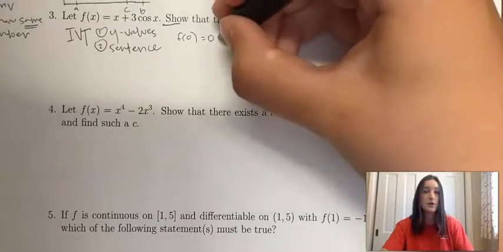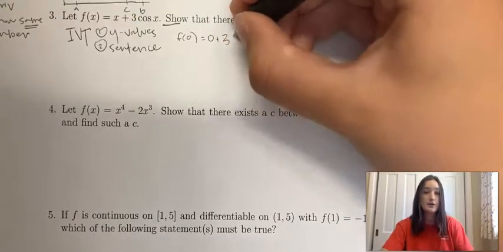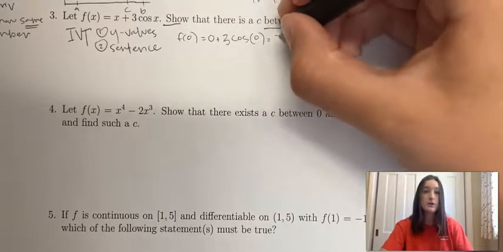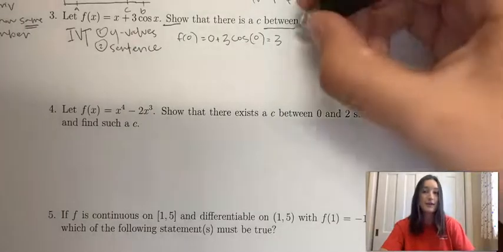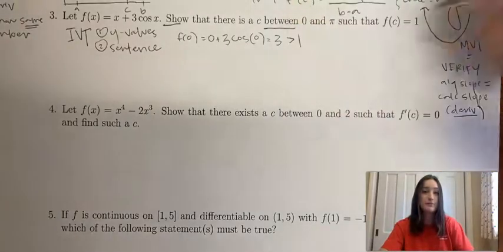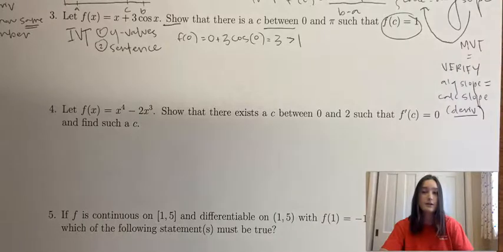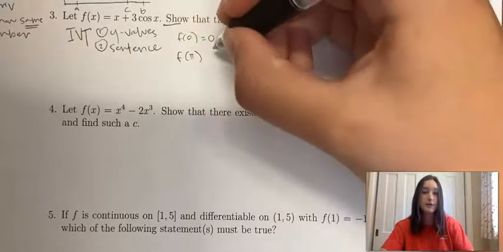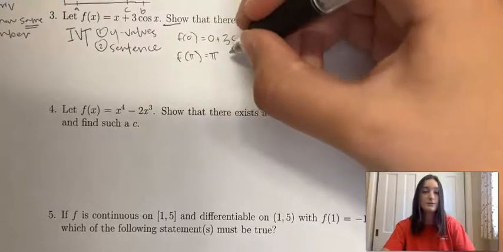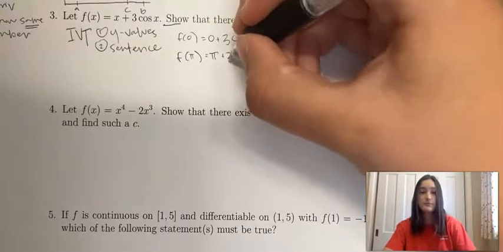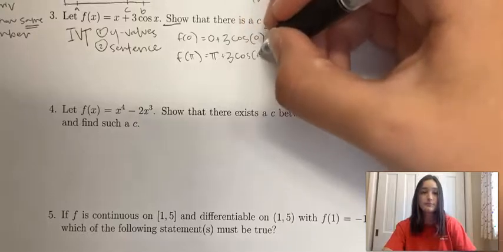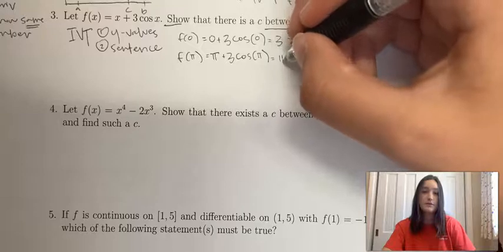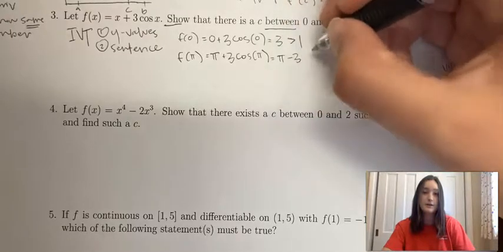of x. So when I plug in 0, I get 0 plus 3 cosine of 0, which is going to equal 3. And then when I plug in pi, I am going to get pi plus 3 cosine of pi. So I'm going to write that out. And then that equals pi minus 3.